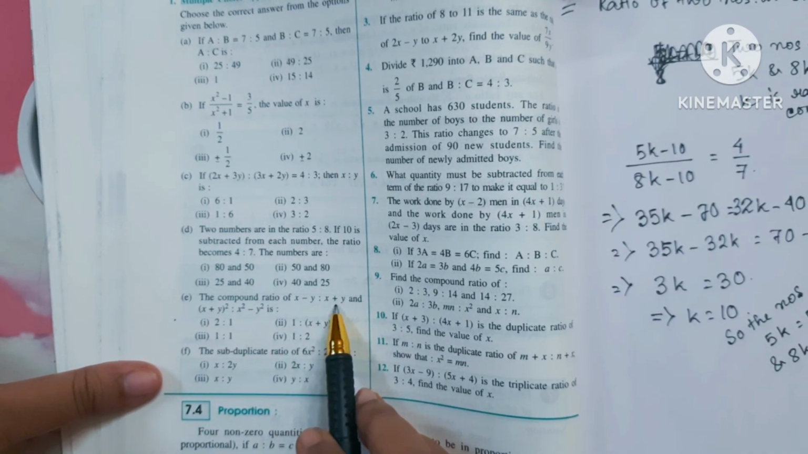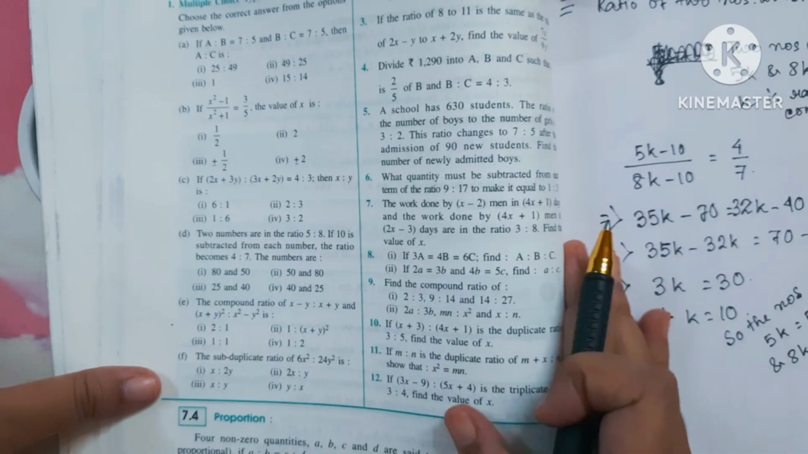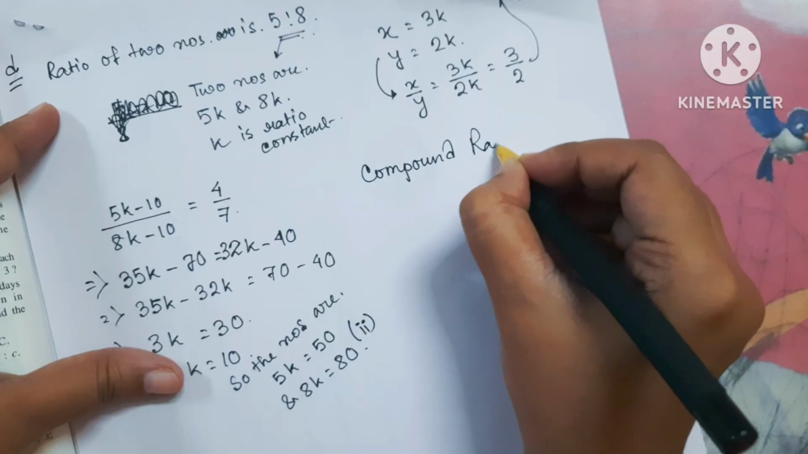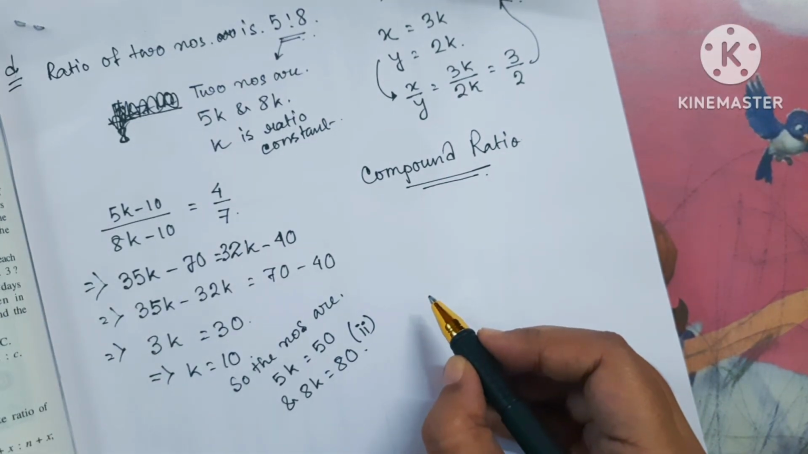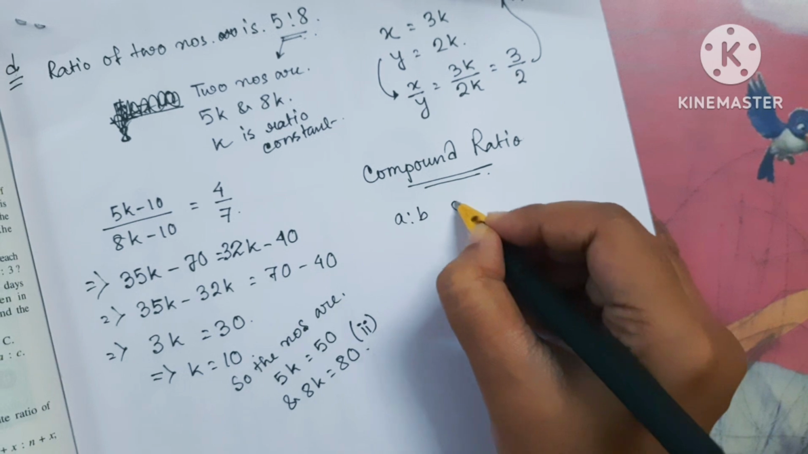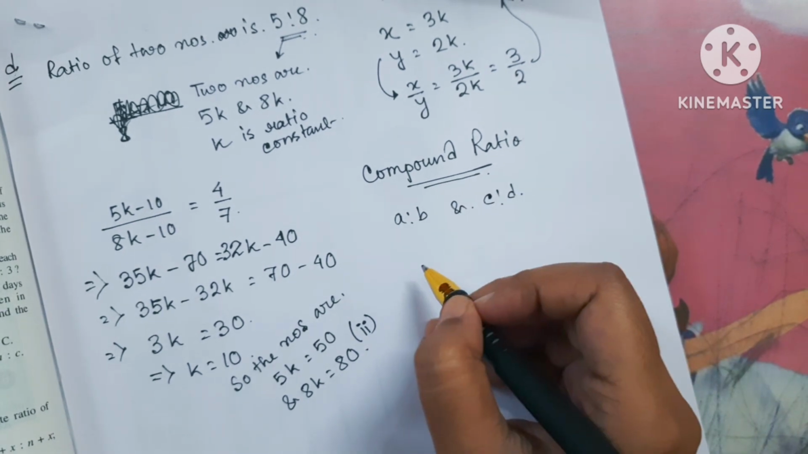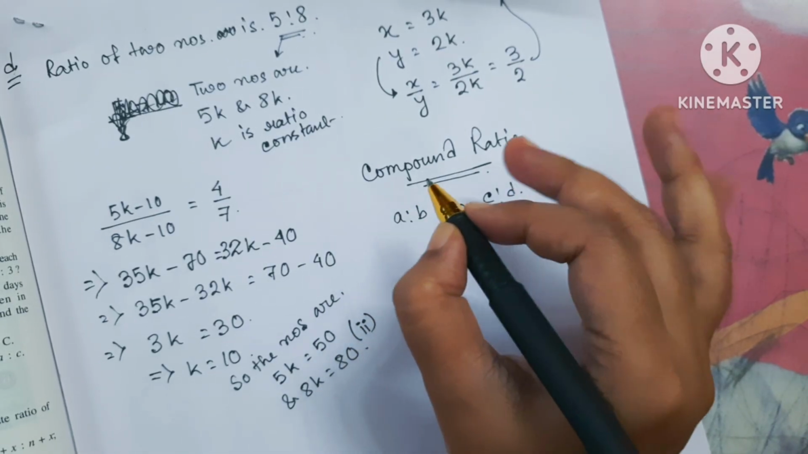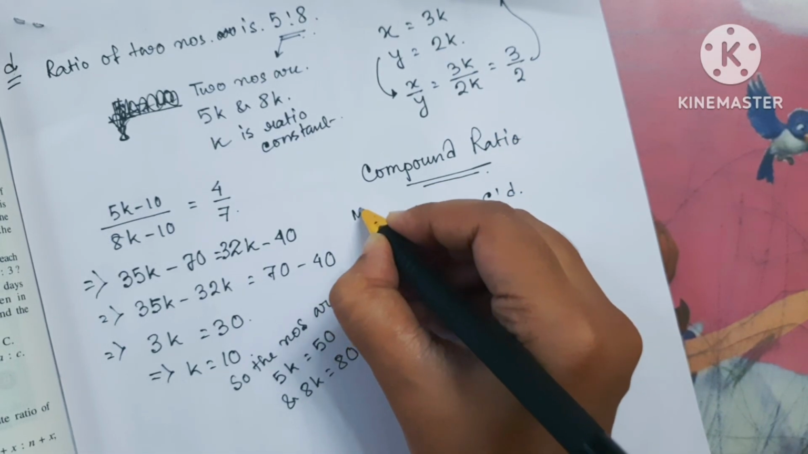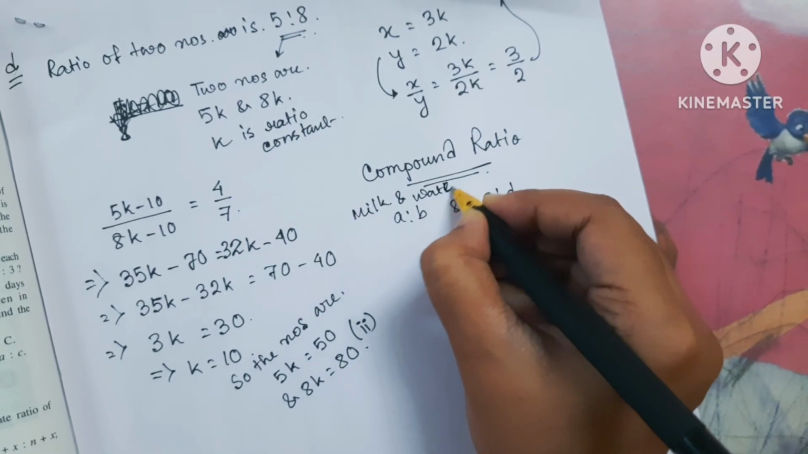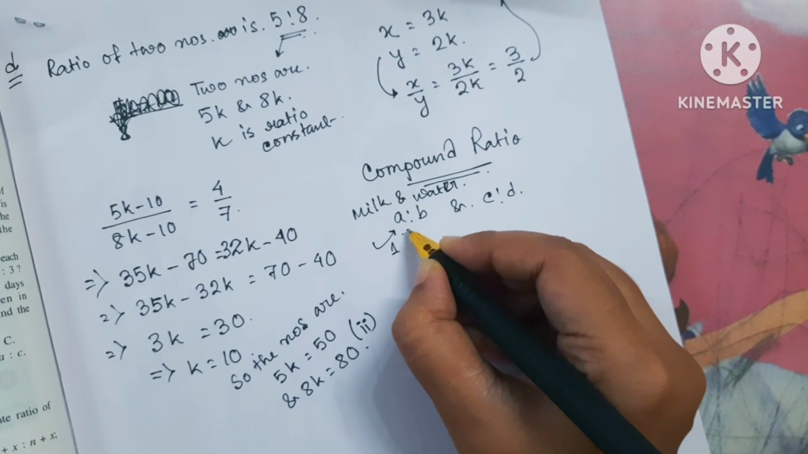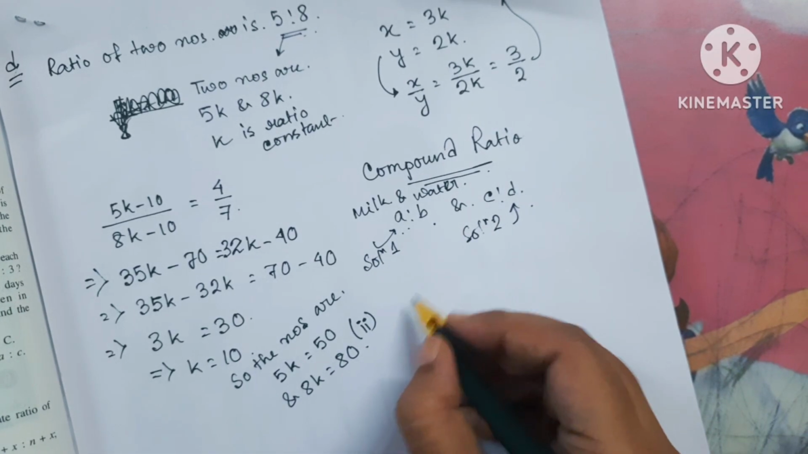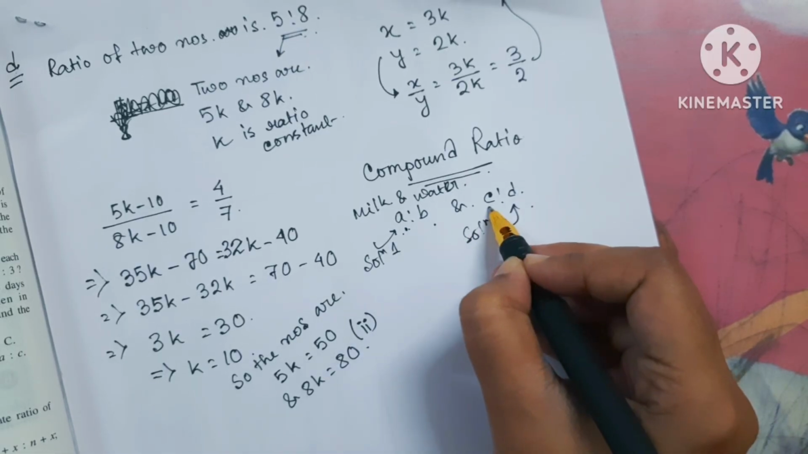Compound ratio of this one and that one. Compound ratio. What do you mean by compound ratio? First, let me explain compound ratio. Suppose you have two ratios, A is to B and C is to D, of the same quantity. Suppose milk and water in two different solutions. Ratio of milk and water in solution 1 is A is to B, and in solution 2, that is C is to D. Now compound ratio means A into C is to B into D.